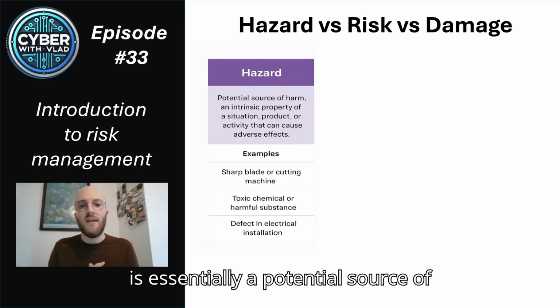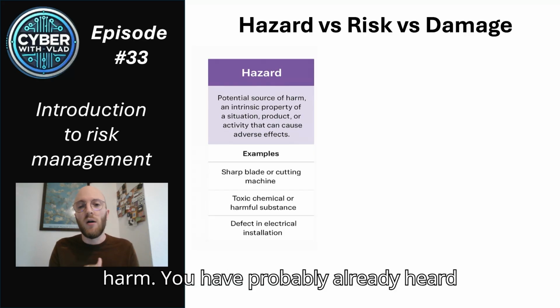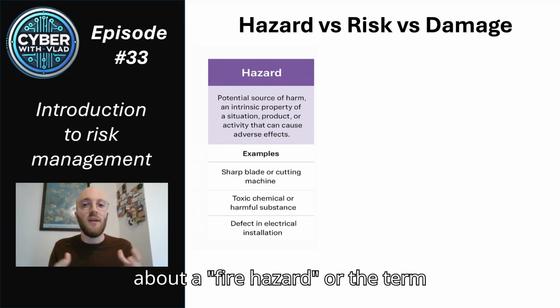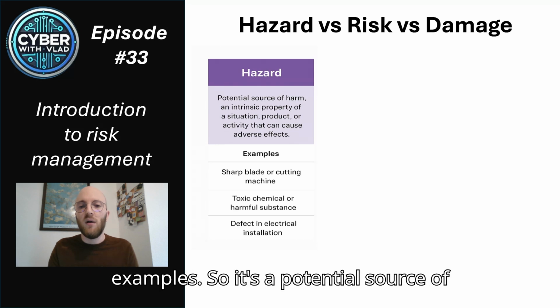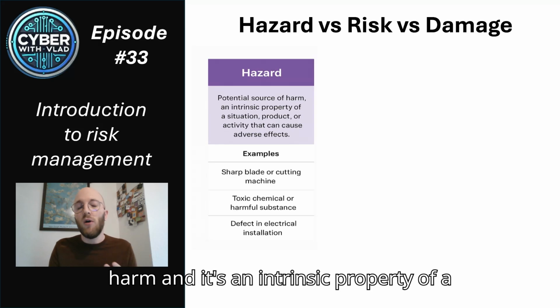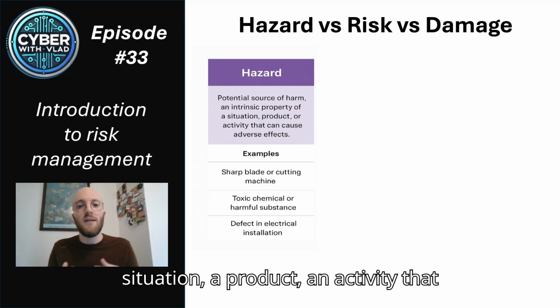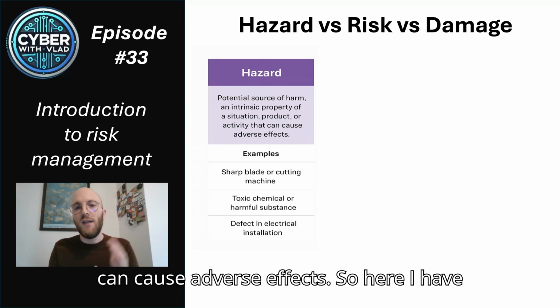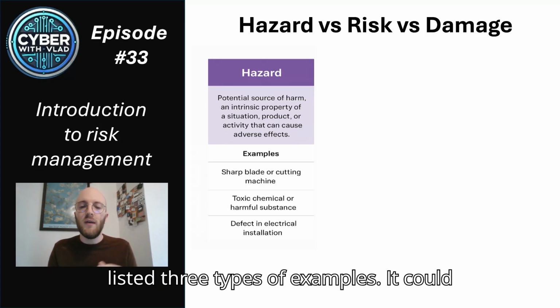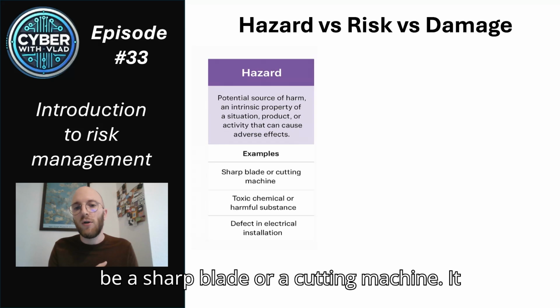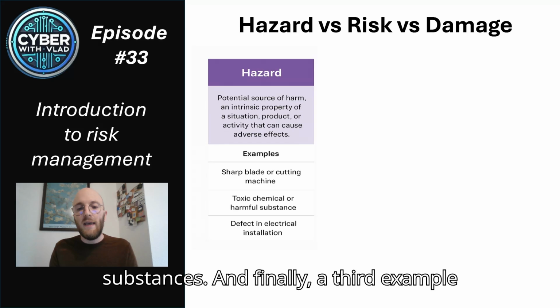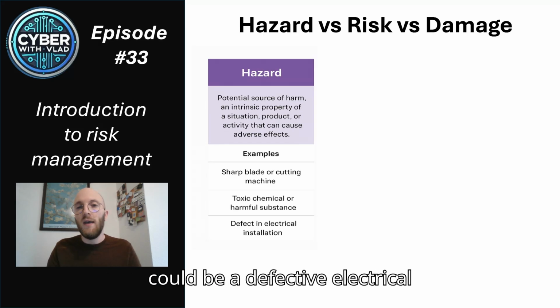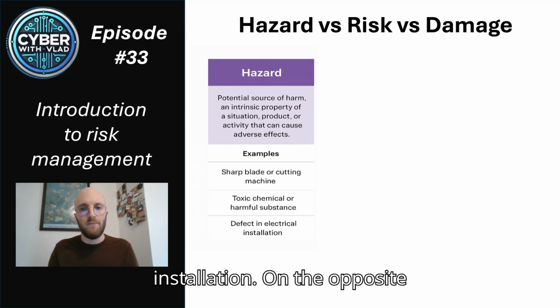So a hazard is essentially a potential source of harm. You have probably already heard about a fire hazard or a chemical hazard. These are examples. It's a potential source of harm and an intrinsic property of a situation, a product, an activity that can cause adverse effects. Here I have listed three types of examples. It could be a sharp blade or cutting machine. It could also be toxic chemicals or harmful substances. And finally, a third example could be a defective electrical installation.